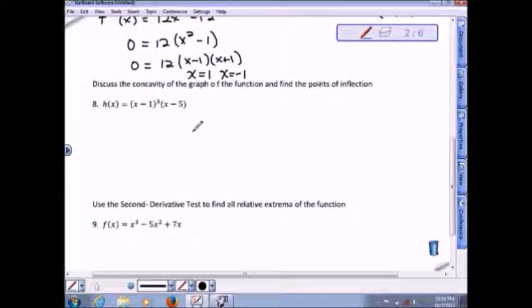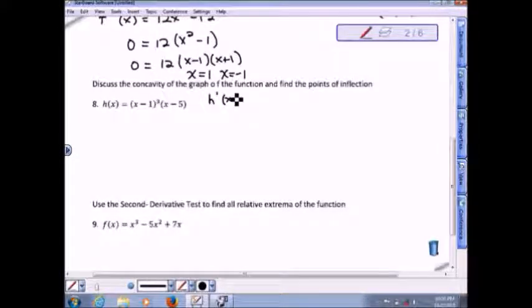Okay. Question 8 is a similar thing. We have to discuss the concavity of the graph using the second derivative test, and then we have to actually find the points of inflection. Pretty much the same thing we did. The second derivative here is a little trickier to find. It's a product property with a little bit of a chain rule in there.